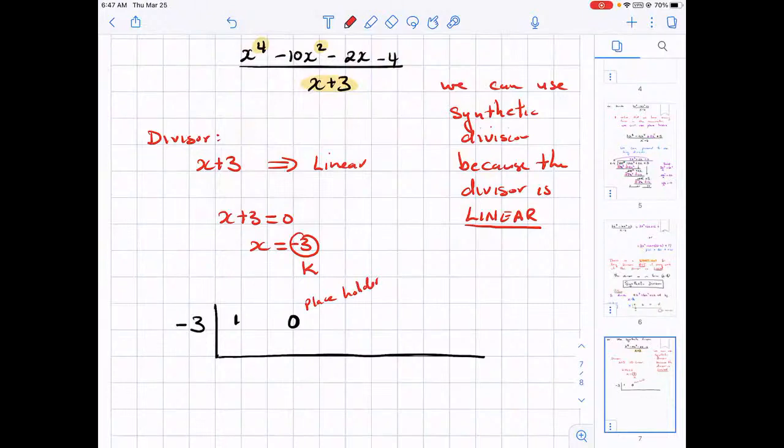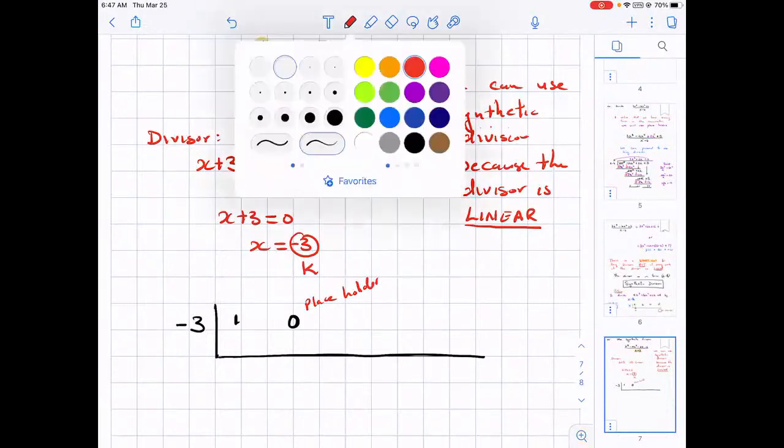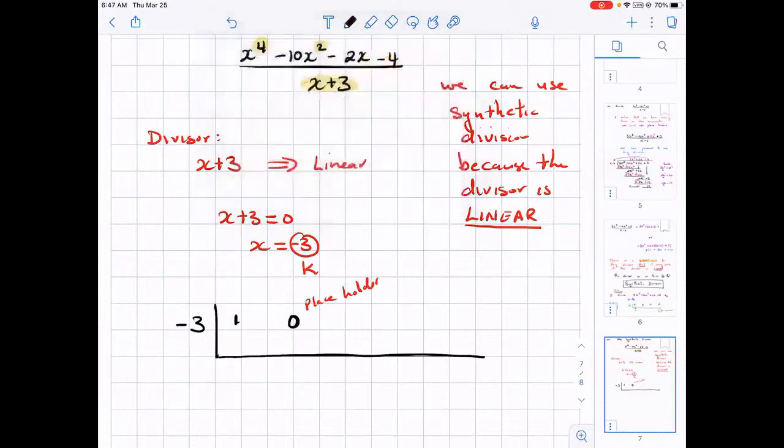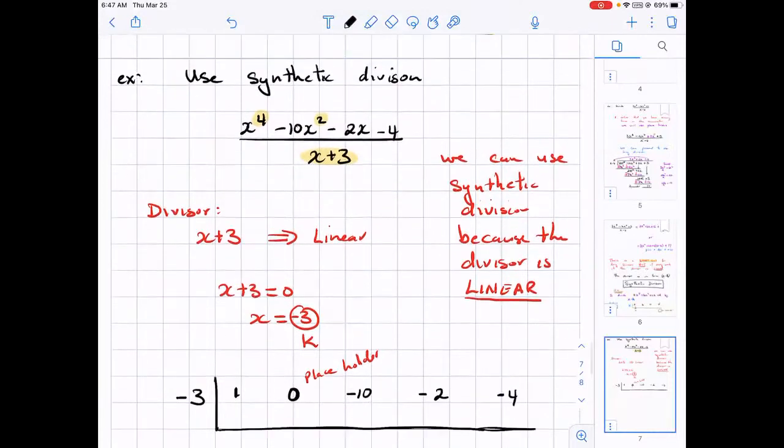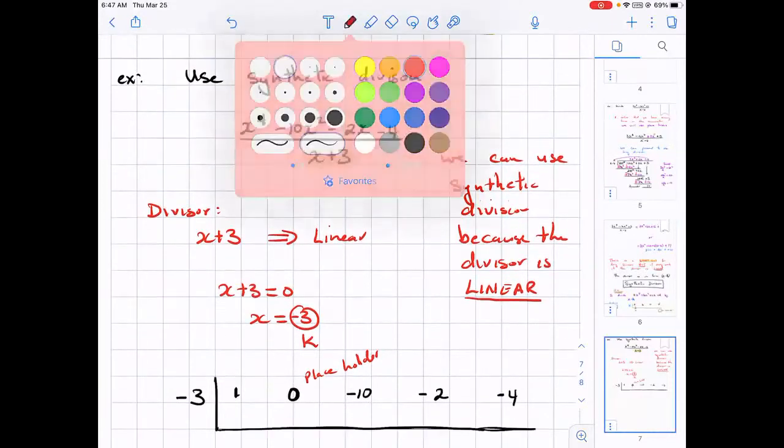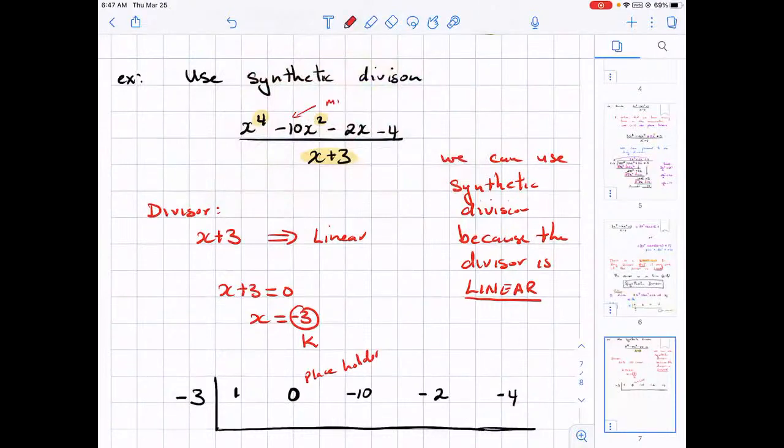Then we have a minus 10. Then we have a minus 2, and then we have a minus 4. So it's very important we have a missing term here, right? Missing x cubed term.